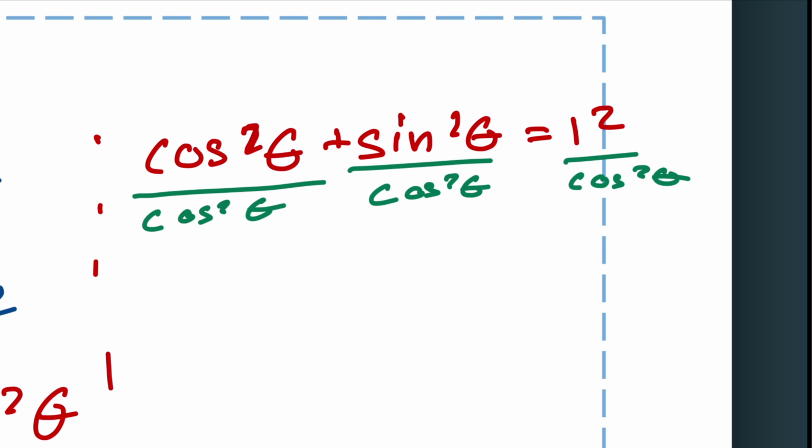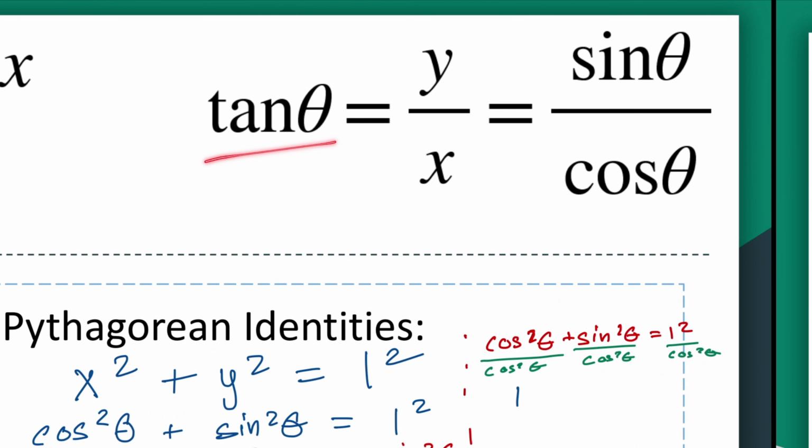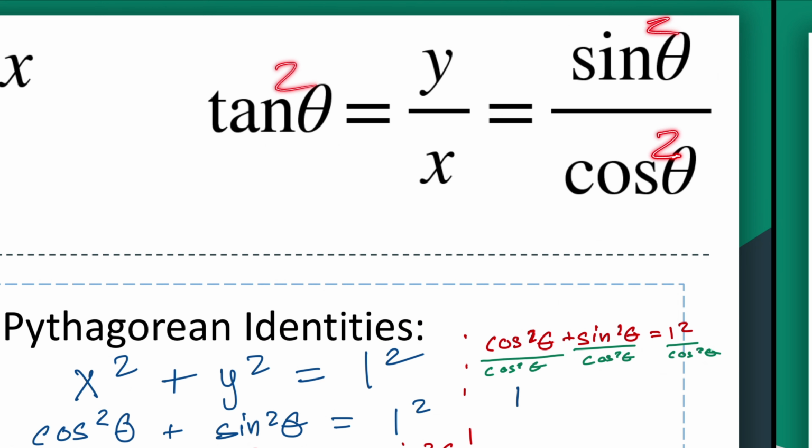Okay. Well, if I do that, that would mean that cosine squared theta divided by cosine squared theta is just 1. And sine squared theta divided by cosine squared theta, well, as we know, that tangent of theta is equal to sine theta over cosine theta. Now you may be going, but these are squareds. True. All that means is that it would be tan squared. Okay, and you're going to see that all these rules apply for the squares as well.